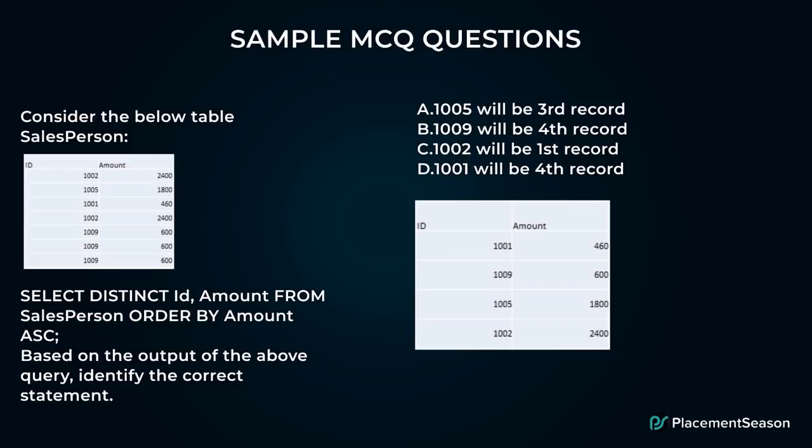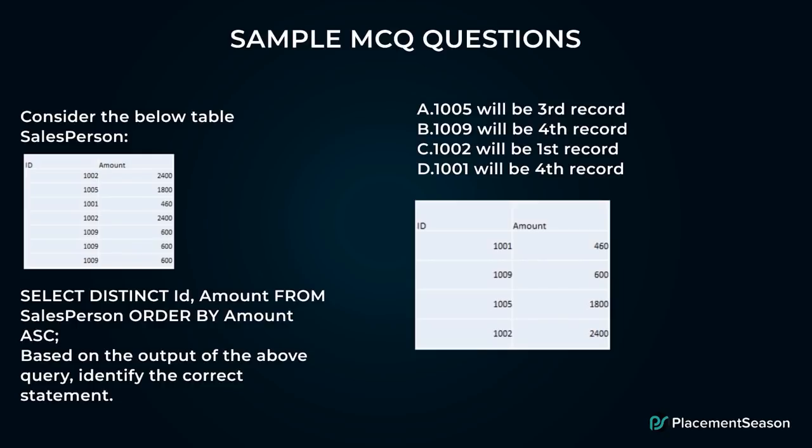So for the given query, the output will be the second table. That means you first find the distinct combination for ID and amount. So the combination would be for 1002 2400, for 1005 1800, and for 1009 600, and so on. So this result should be ordered by the amount column in ascending order. That means the amount 460 will come first, and then 600, and then 8800, and then 2400.